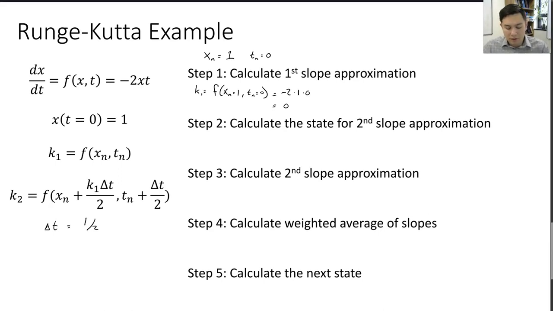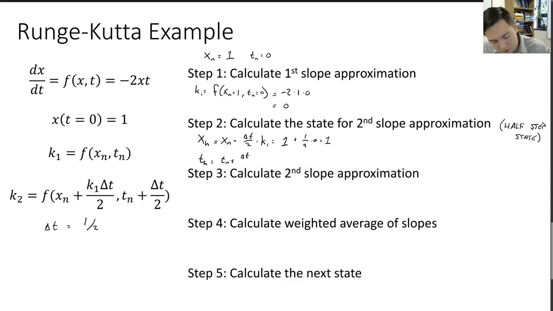Okay, so now we have to calculate the state for the second slope approximation. So this would be our half-step state. We need to get our x sub h value, which is equal to xn plus delta t by 2 times k1, which is just 1 plus 1/4 times 0, equal to 1, and t sub h will just be equal to tn plus delta t by 2, which is equal to 1/4. So now we have our half-step state.